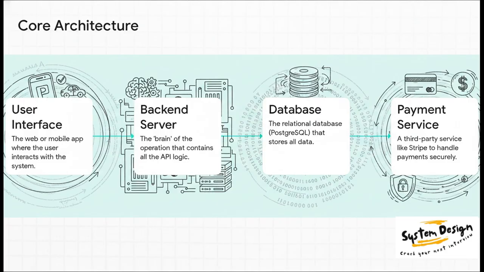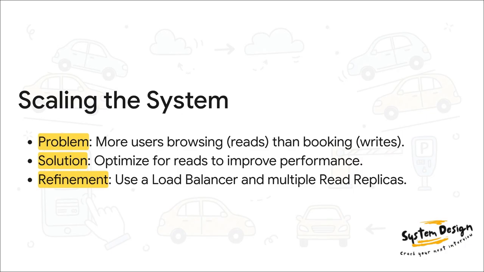You've got the user on their phone or computer. They interact with our app. The app talks to our backend server. That's the brain of the whole operation. The server then talks to our database to read and write information, and it hands off the payment stuff to a secure third-party service like Stripe, because you never want to handle credit card data yourself if you can avoid it.